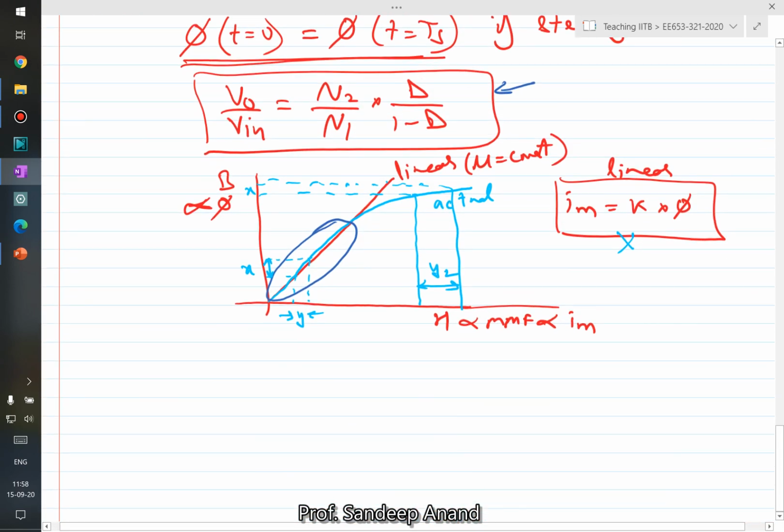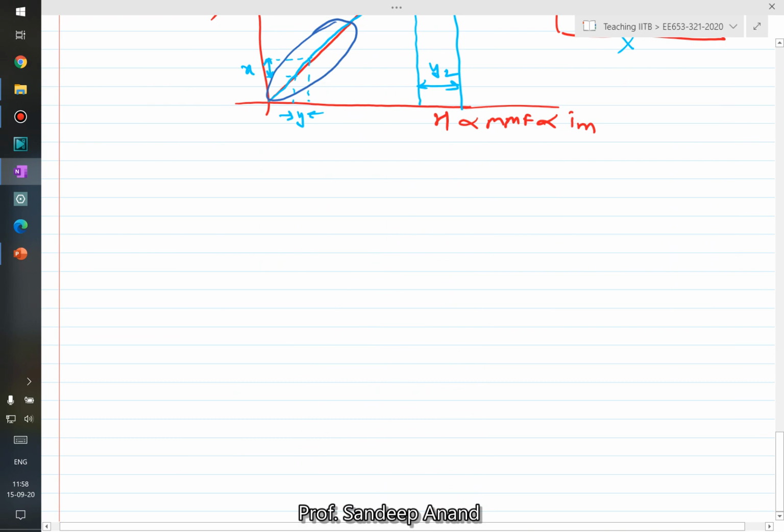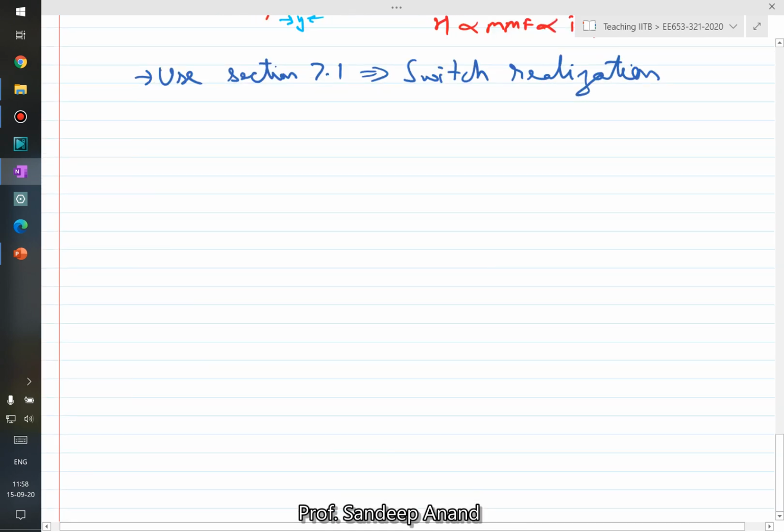Now, once we understand this, another thing I would ask you to do is use section 7.1 and do switch realization for this particular circuit. You try it on your own. I'll give you the result, but you have to see from the basic principle if you get the same circuit.